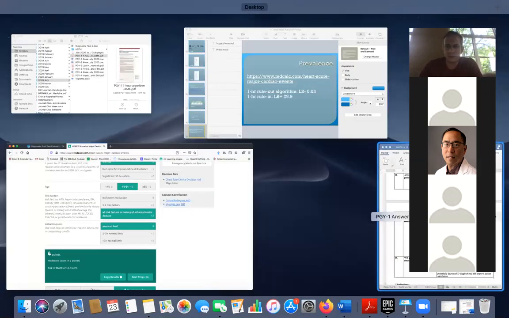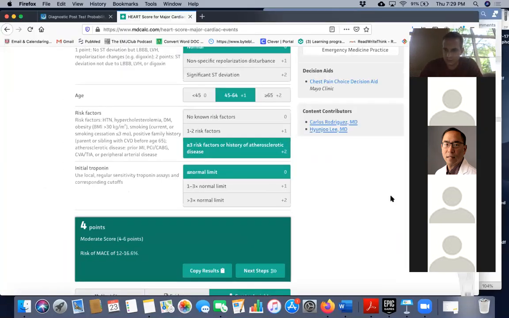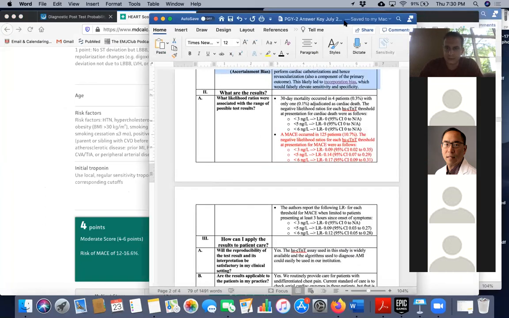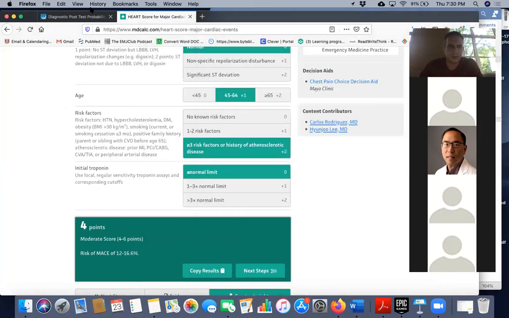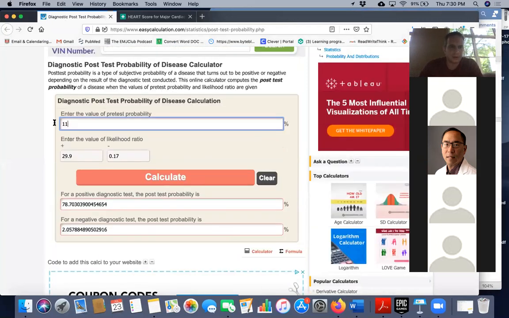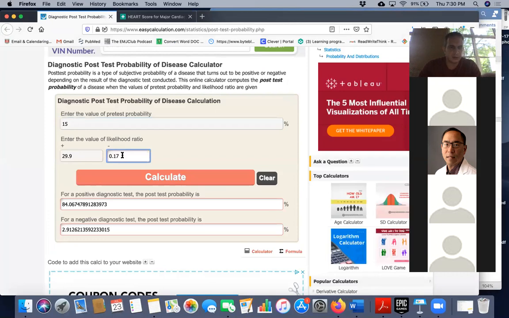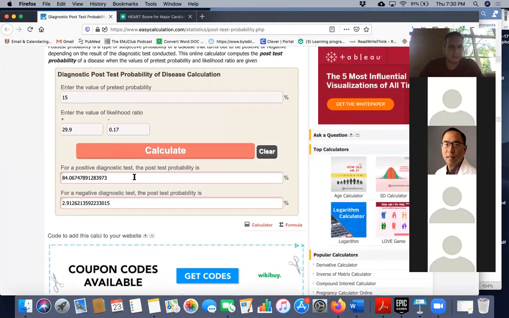So going back to the PGY II study, pull up the numbers here. If you had an initial troponin less than 6, your negative likelihood ratio for the disease was 0.17. If we apply that to this patient, we enter a risk of, let's say, 15%, which is between 12 and 16.6%. And now a negative likelihood ratio of 0.17, and we calculate the risk. So now if the test is negative, the post-test probability is 2.9%. They've mentioned a negative predictive value of over 98%, so your risk was less than 2%.